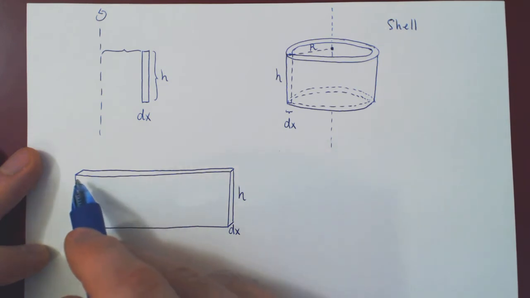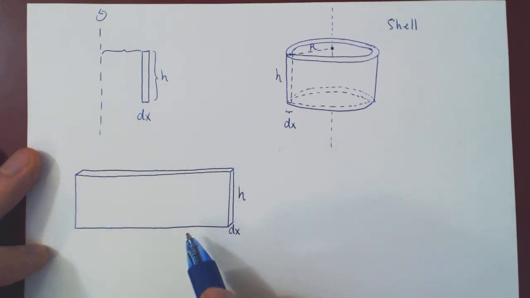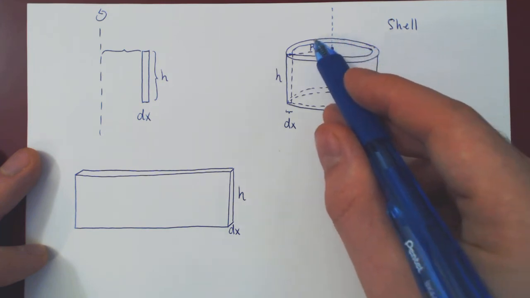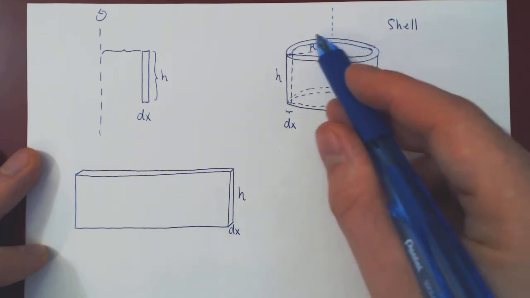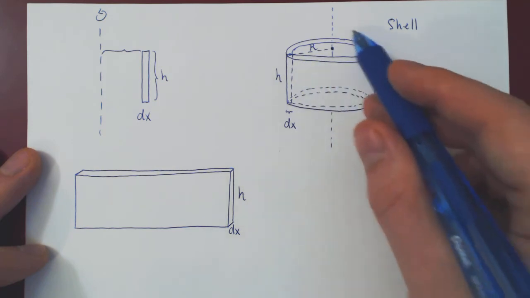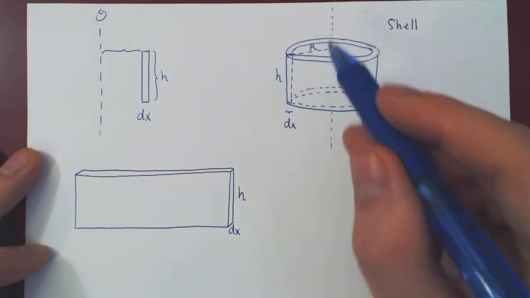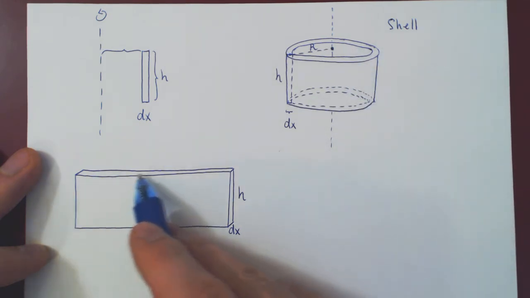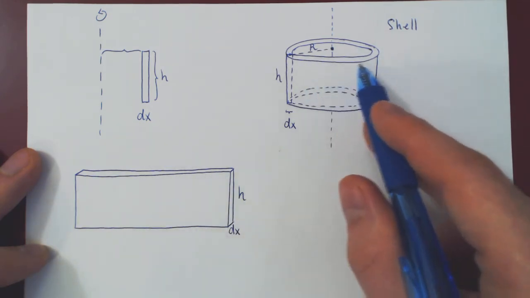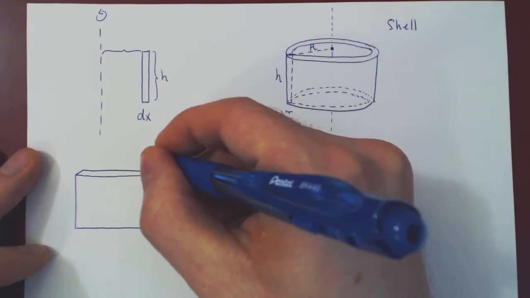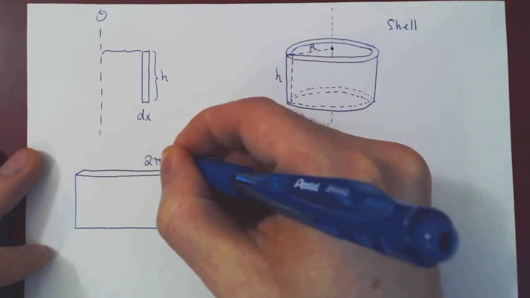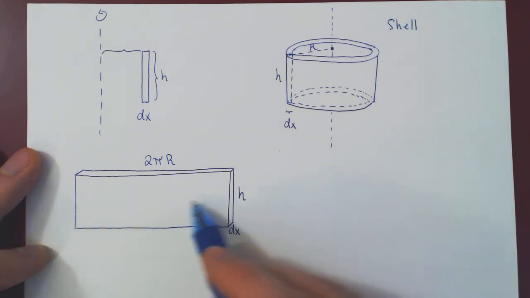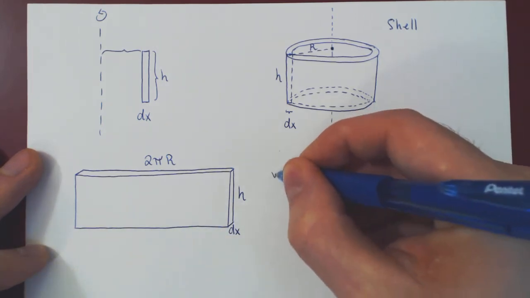All we're missing now is the length of the rectangle, but if you think of it, the length of the rectangle is the circumference of the shell. But the shell is simply a circle, and so the circumference is 2 pi r. And so the length of the rectangle being the circumference of the shell is 2 pi r. And now the volume of this shell is quite trivial once it's viewed as a rectangle.